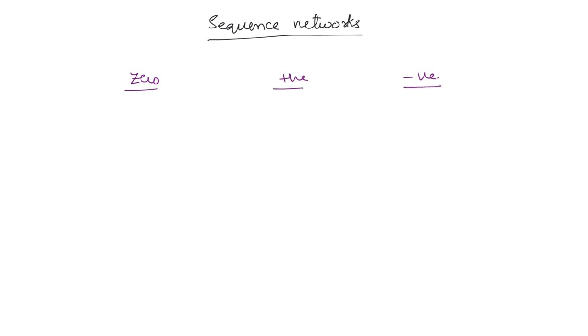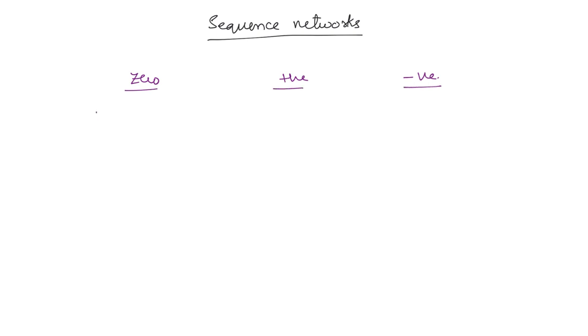Now let us discuss the sequence networks, a very important topic. So what is meant by the sequence networks? We saw that there are three symmetrical components for a three-phase system. One is the zero sequence component, next are the positive and negative sequence symmetrical components, right? Now what we are going to do is, each of these is a balanced system.